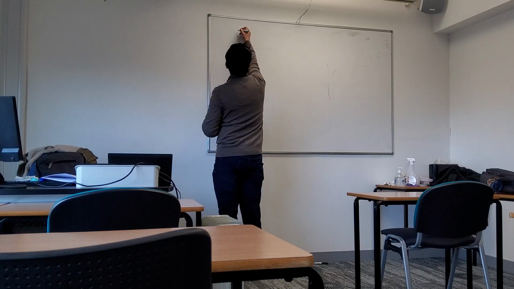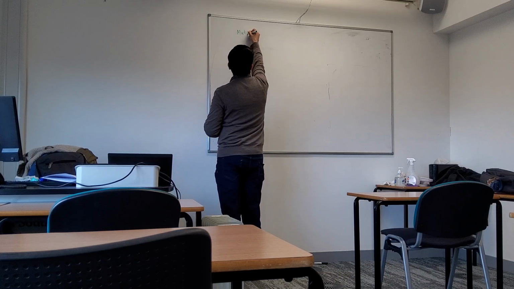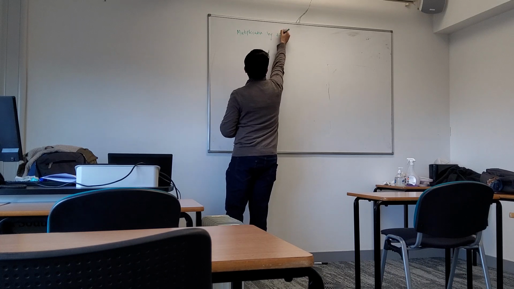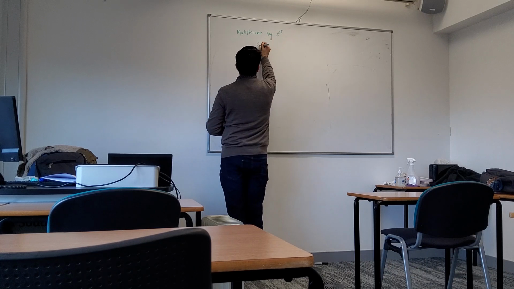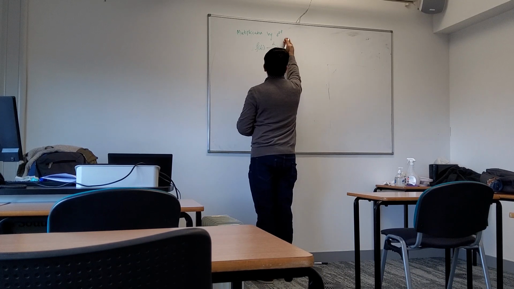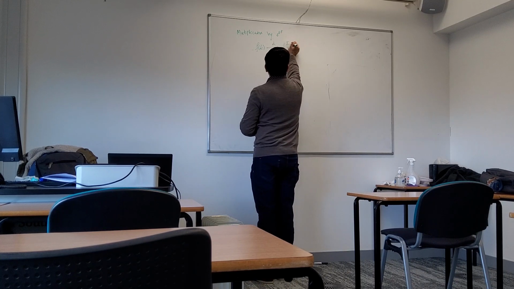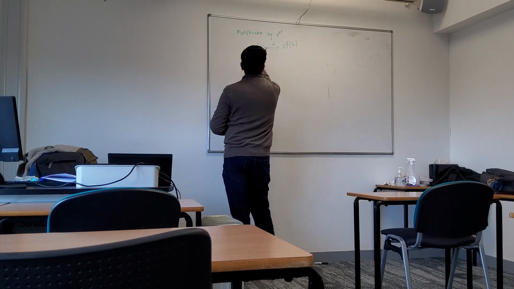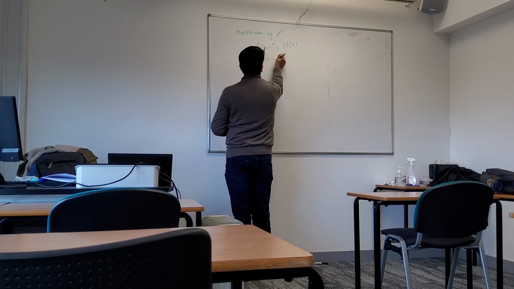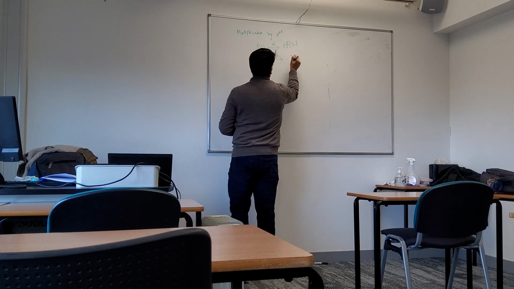Next thing is multiplication by e power at. So imagine that you have a function f of t and you know the Laplace, which is F of s. So if you have e power at f of t, what would be the Laplace transform?